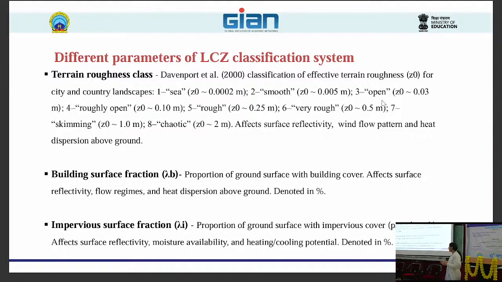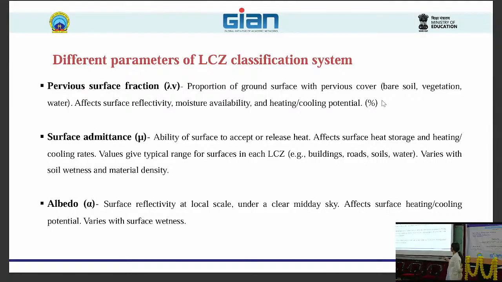Then impervious fraction is the same thing: how much area is impervious in nature and how much is open to sky. For water we also see how pervious a surface is, what the moisture availability is, and the heating and cooling potential of an area. Surface admittance is what kind of surface it is, whether soil, water, etc. Then albedo, as sir has already explained, is the surface reflectance at a particular scale.